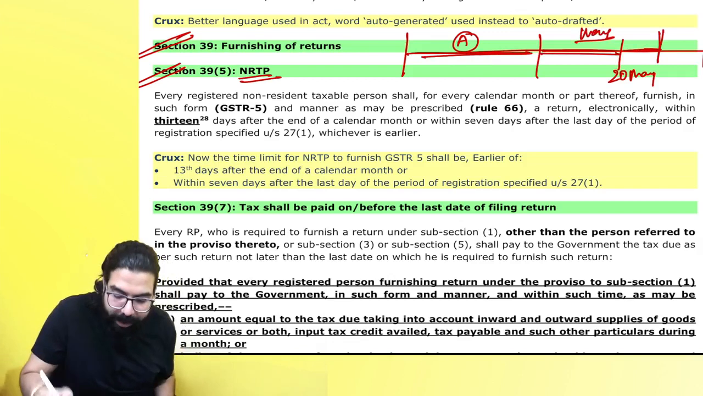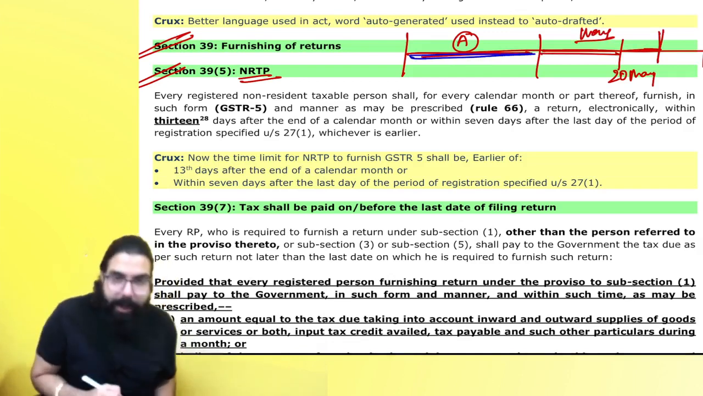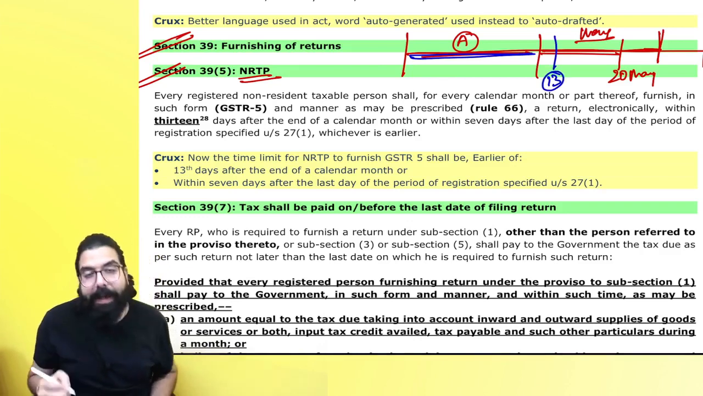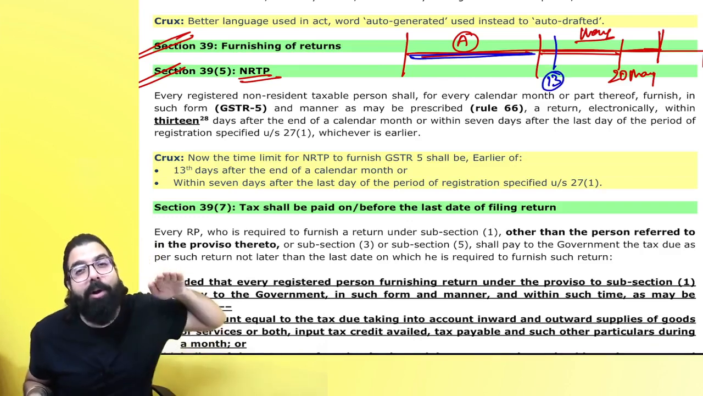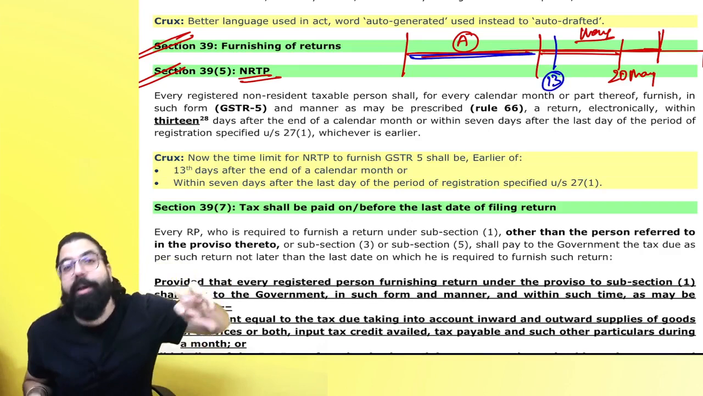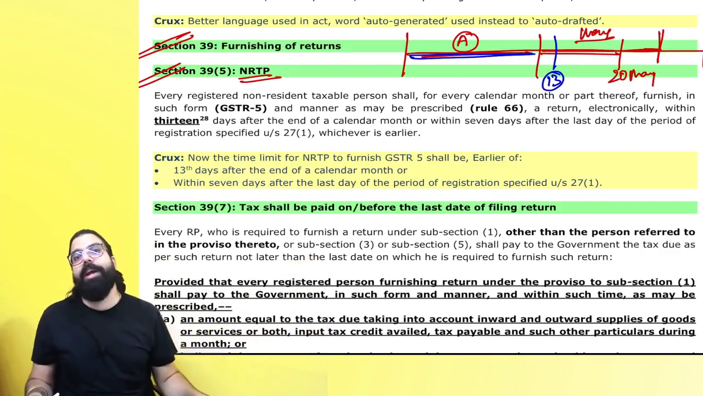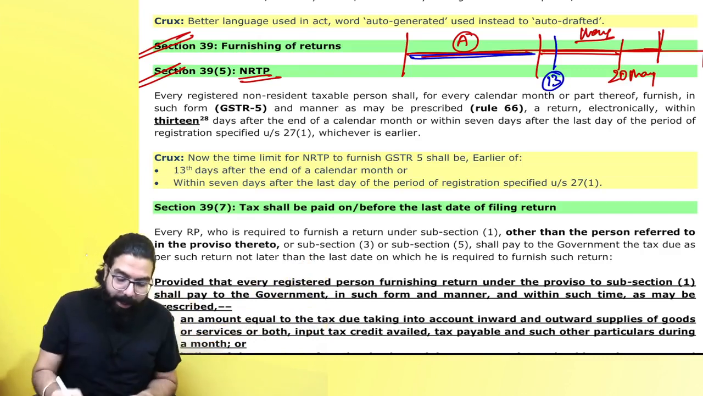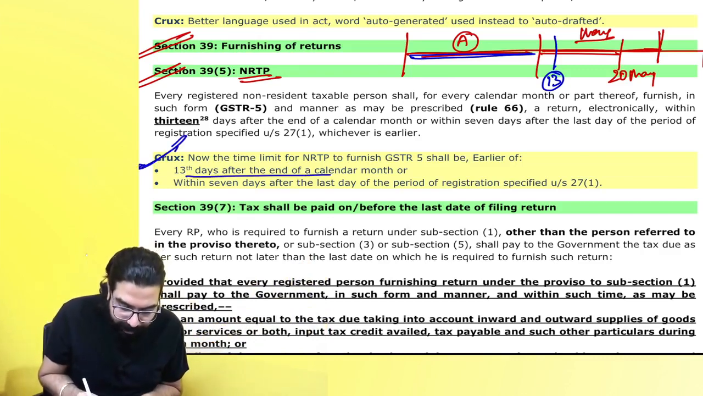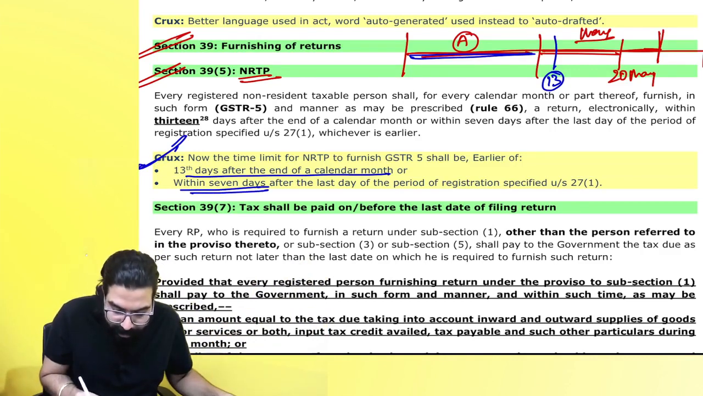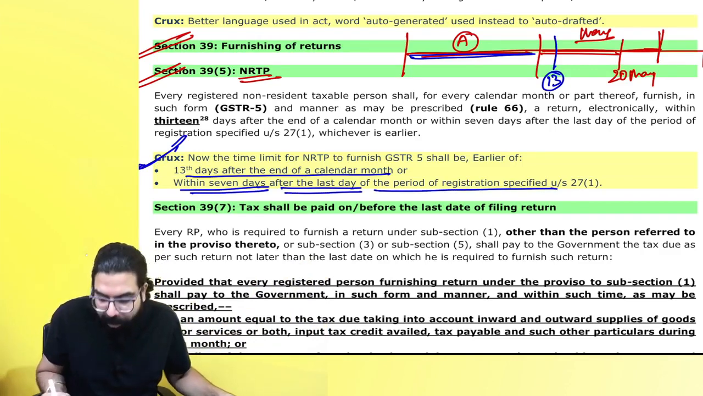Now they are telling us that for April, he has to file the return by 13th. Earlier it was 20th. Now the government made it 13th, because only if the NRTP files by 13th, then on the 14th when GSTR 2B is generated, the recipient will be able to take the credit. So the NRTP should file the return by 13th after the end of the month, or within 7 days after the last date of the period of registration.